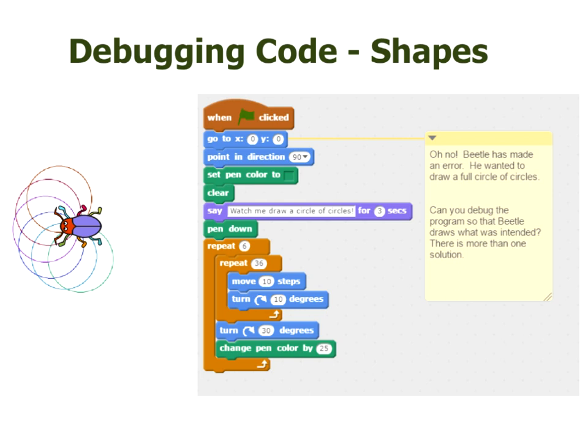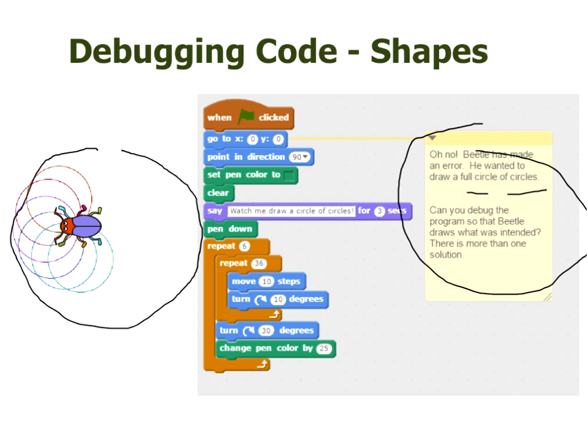Let's try another one. For this one, I'm not going to show you the link. I'm just going to show it on my slides. You can see, oh no, Beetle has made an error. He wanted to draw a full circle of circles, which you did on the slide earlier. Can you debug the program so that Beetle draws what was intended? There's more than one solution.